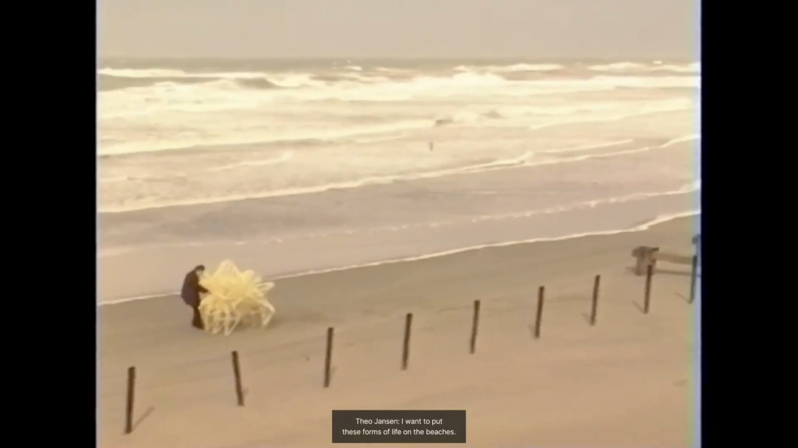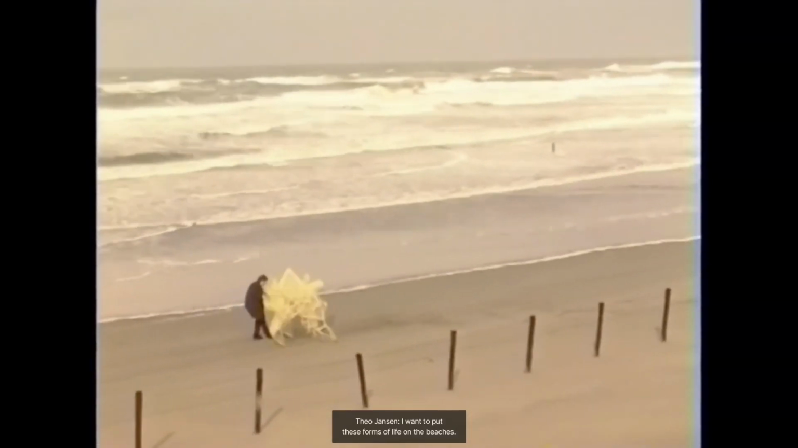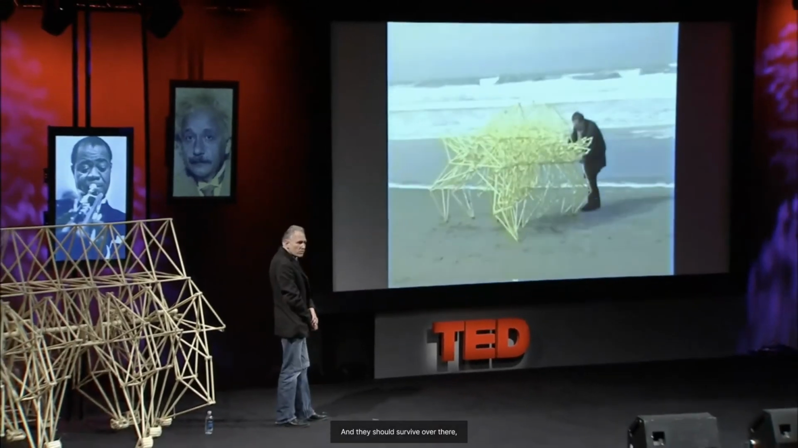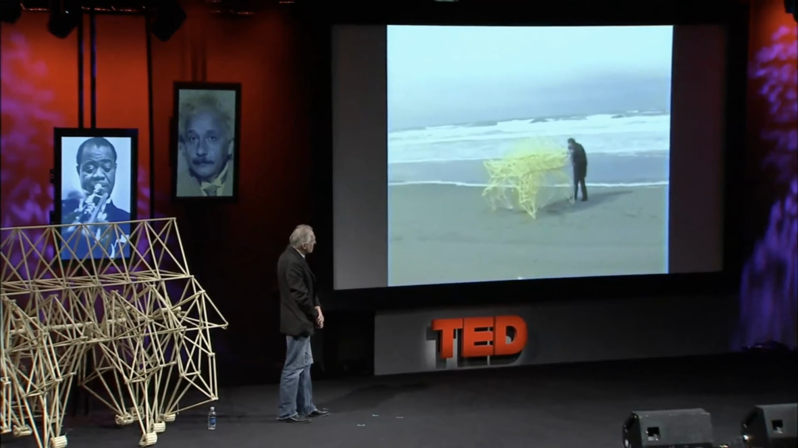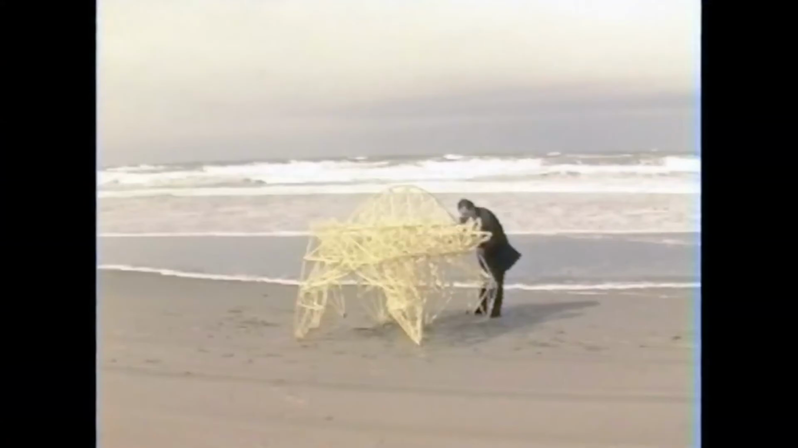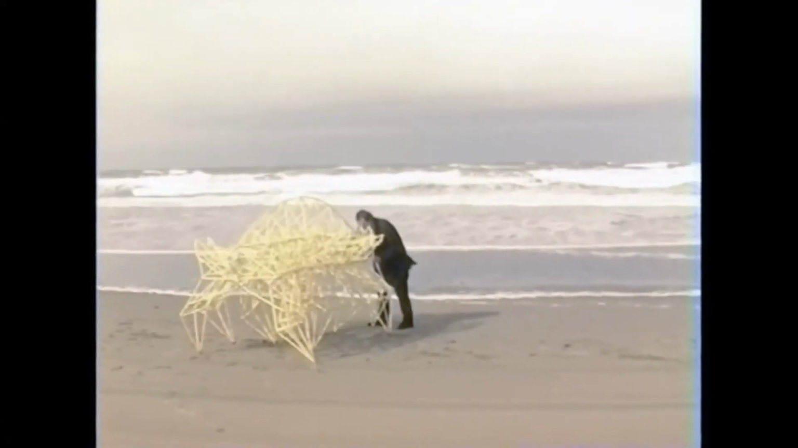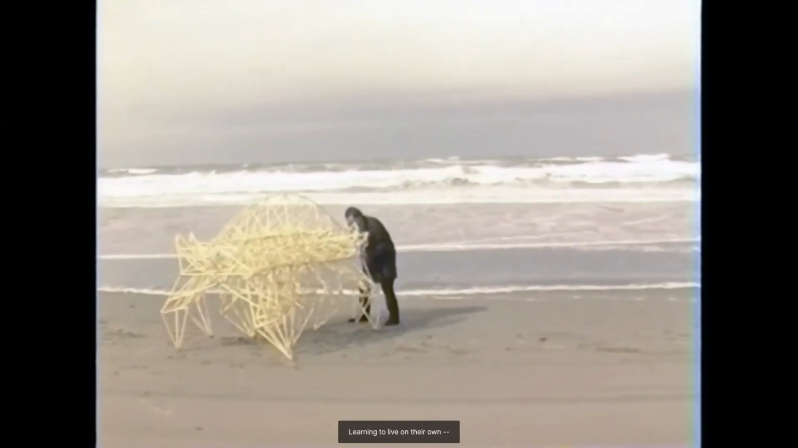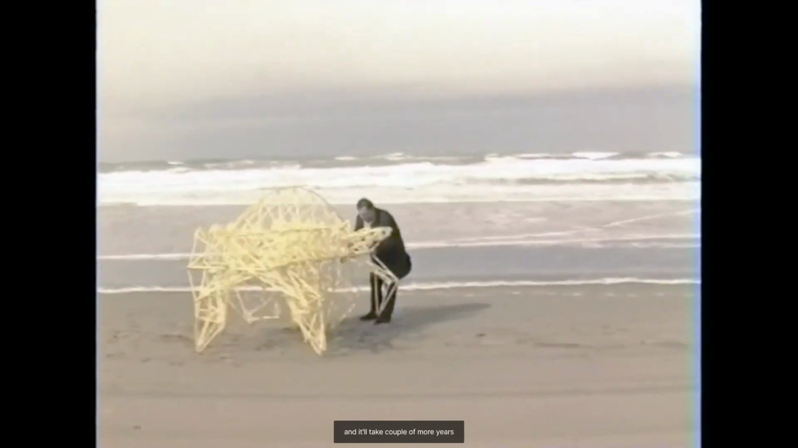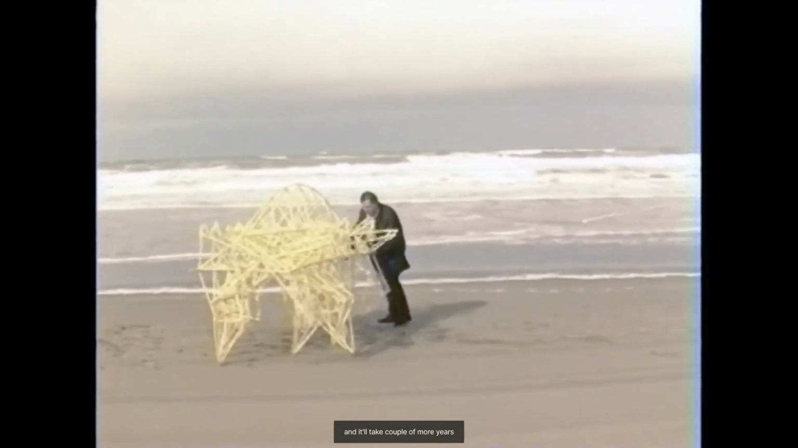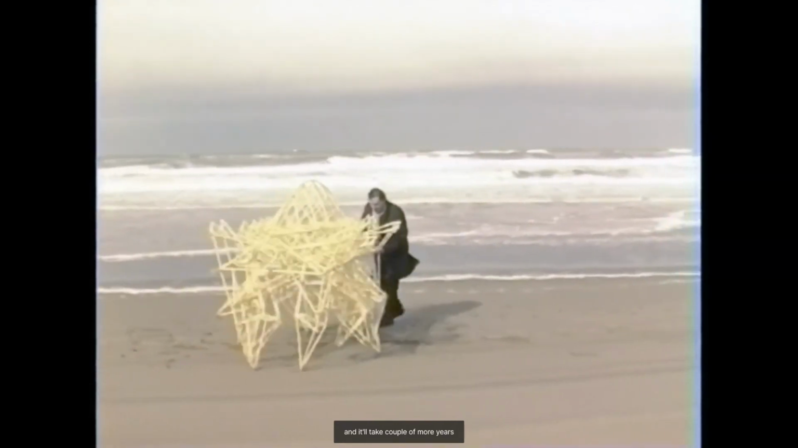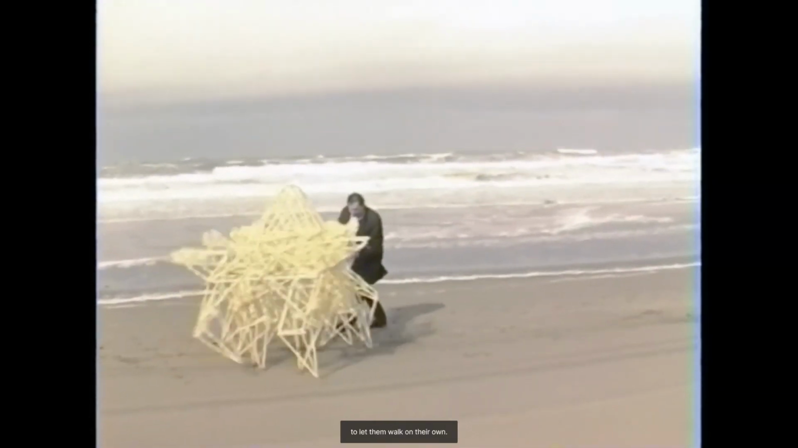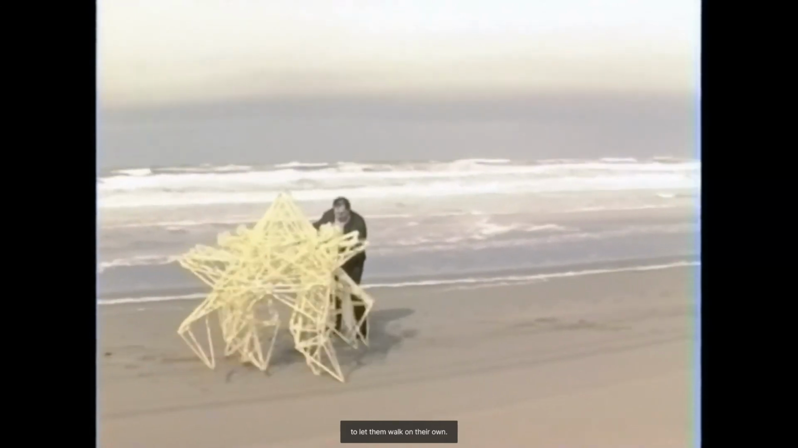I want to put these forms of life on the beaches, and they should survive over there on their own in the future, learning to live on their own, and it will take a couple more years to let them walk on their own.